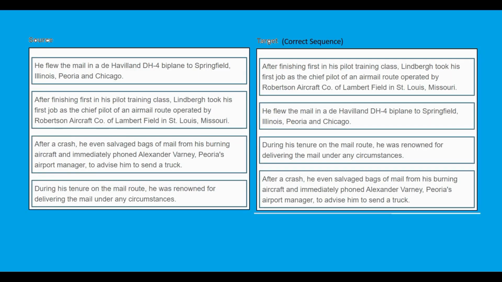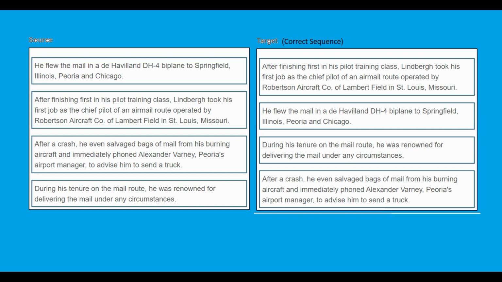I'm going to read a paragraph, and this is in order already, but I'll show you how you understand word clue. For example, as you can see on the screen, after finishing first in his pilot training class, Lindbergh took his first job as the chief pilot of an airmail route operated by blah blah blah blah blah. So this is an introduction because although it says his, right after that it gives the name of the pilot, that is Lindbergh. Took his first job.